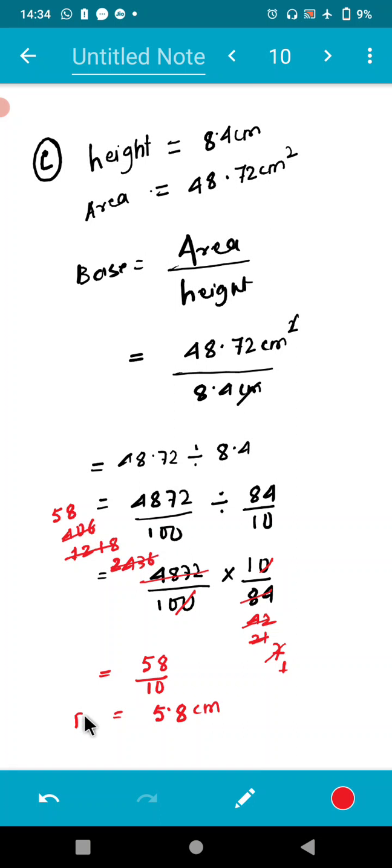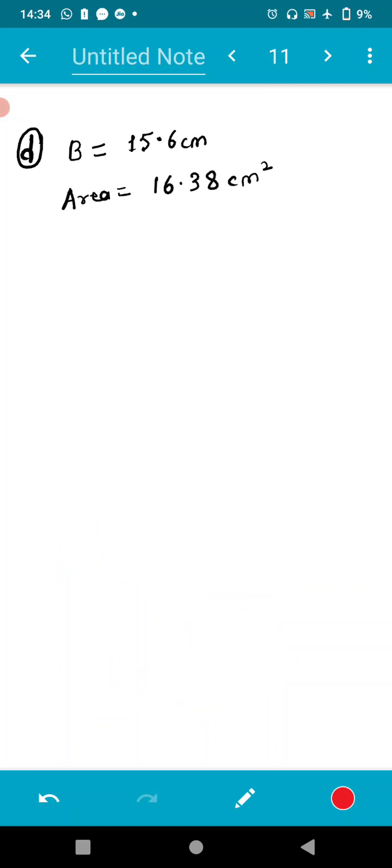So, base is 5.8 centimeter. Okay, students. Now, let us move on to sum number D, and this is the last sum of today's session. So, here base is given 15.6 centimeter, area is given 16.38 centimeter square. You have to find out the value of height. So, height is equal to area by base, isn't it?